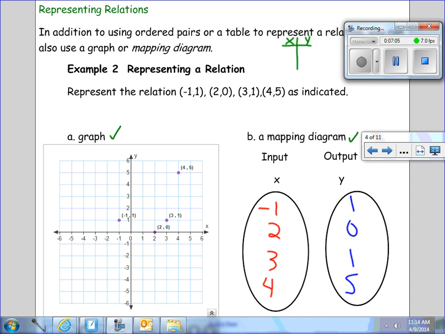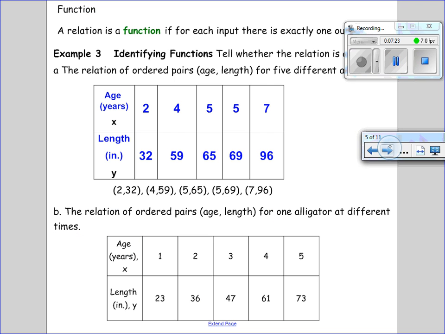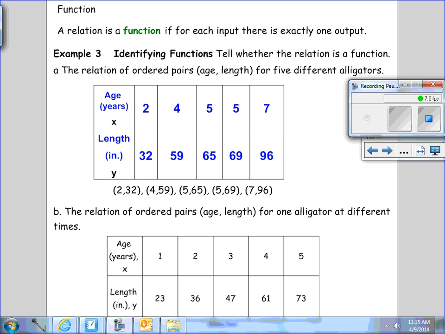demonstrate a function because the domain is paired with exactly one of the range. You'll notice in my output, though, that the ones repeat, but that is not what qualifies to be a function. It's only if the domain, the input, repeats, it is not a function. So again, a relation is a function if for each input there's exactly one output.